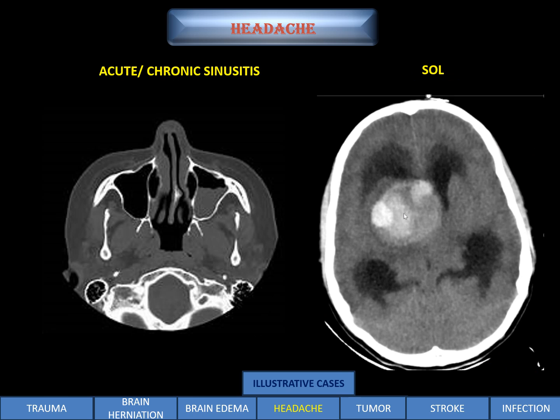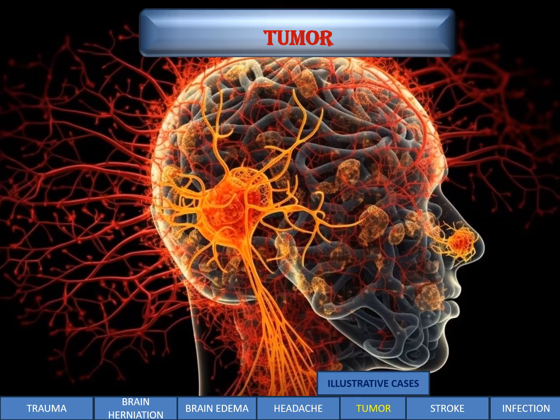Other important causes: acute or chronic sinusitis, in which there is an air-fluid level which is seen in the left maxillary sinus, which is suggestive of an acute sinusitis. A patient having acute sinusitis will also have pain. Chronic sinusitis also will have pain. This is a typical example of a space occupying lesion in the brain which is leading to headache. We'll be coming to tumors shortly.